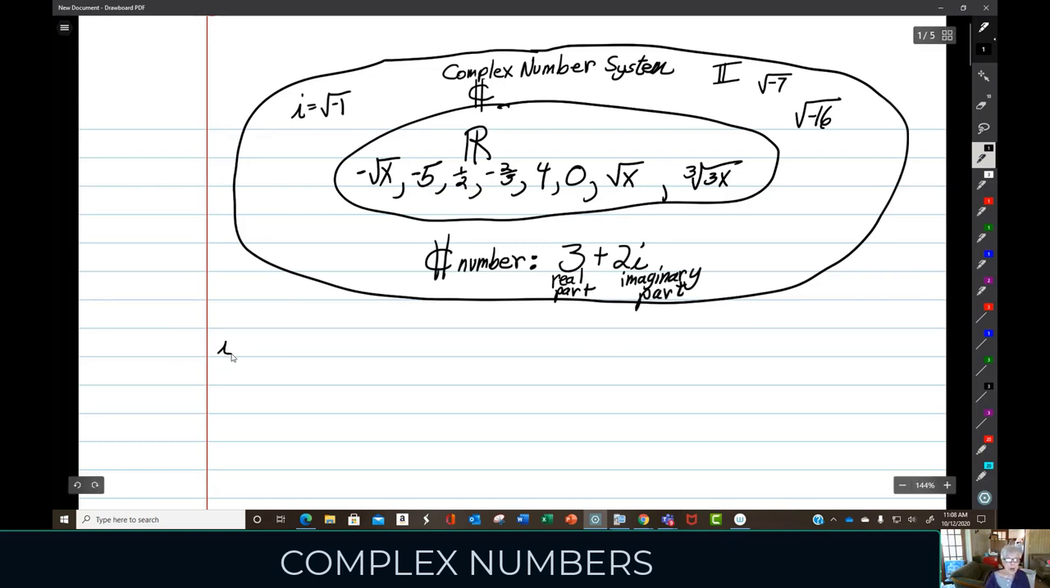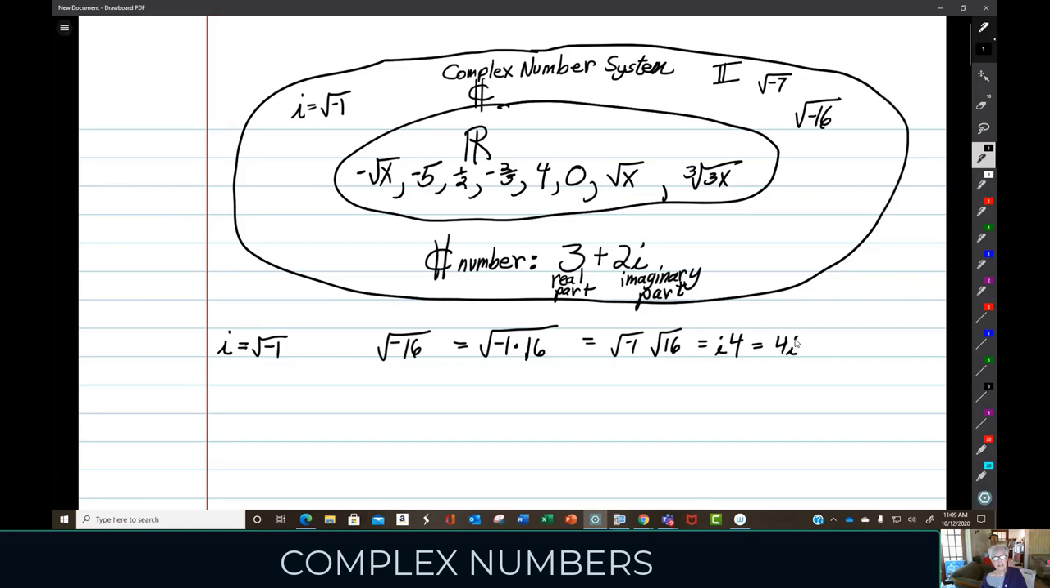For instance, even though i is really the square root of negative 1, you never actually write out the square root of negative 1. Let's look at the square root of negative 16. We're not going to leave the number in that condition. Instead, the square root of negative 16 is the square root of negative 1 times the square root of 16. The square root of negative 1 is called i, and the square root of 16 is 4. So the square root of negative 16 is 4i, just like the square root of positive 16 in the real number system is just 4.